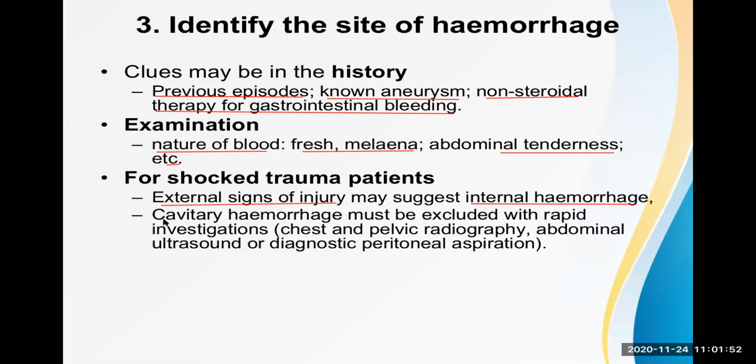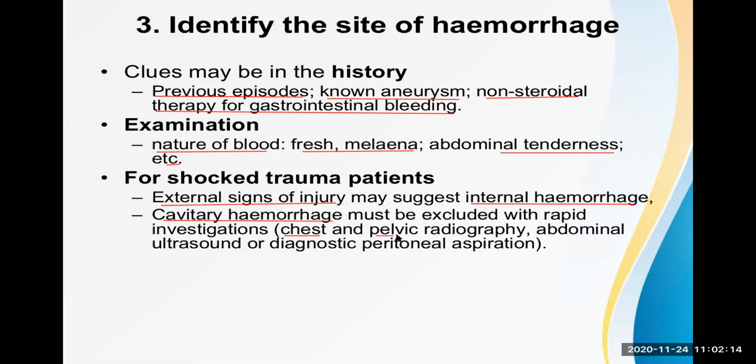If there is a hemothorax, how do you diagnose hemothorax? First of all, I'll examine the chest. I'll examine for air entry. I'll listen for breath sounds. Then I will take the help of chest X-ray. So these are the ways by which I diagnose whether there is hemothorax or not.